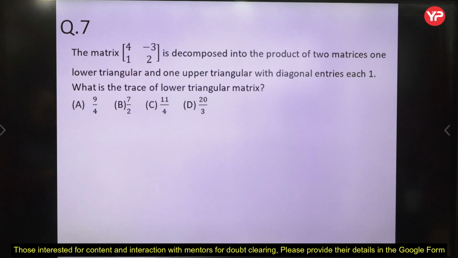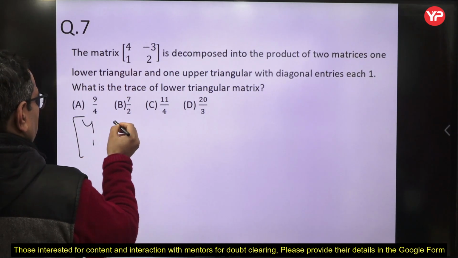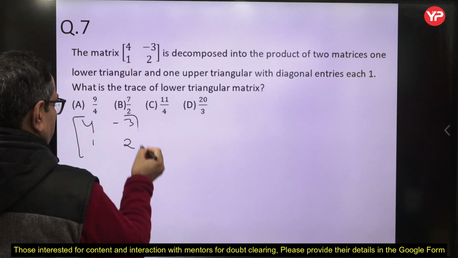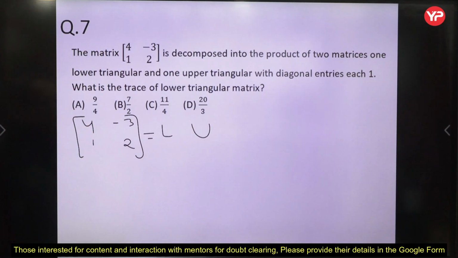So an LU decomposition based question is there. This matrix is decomposed into the product of two matrices, one lower triangular, one upper triangular. So we are doing LU decomposition. In the upper triangular all the diagonal entries we are taking 1. What is the trace of the lower triangular matrix? So this matrix we are having: 4 1 minus 3 2. We are breaking it into the product of two matrices, one lower triangular, another upper triangular.